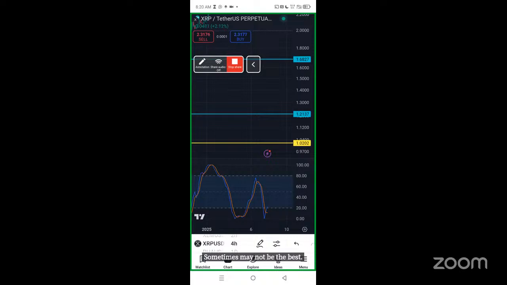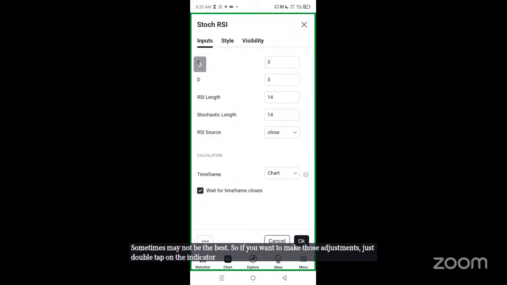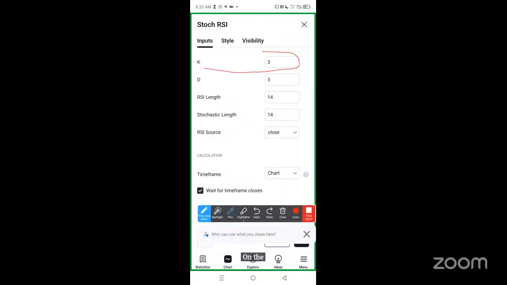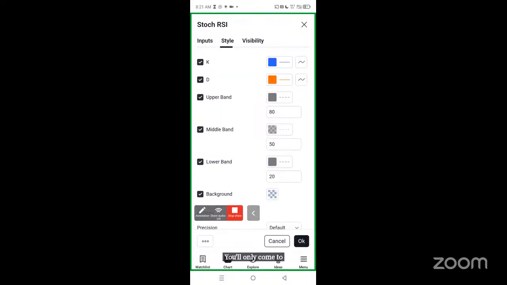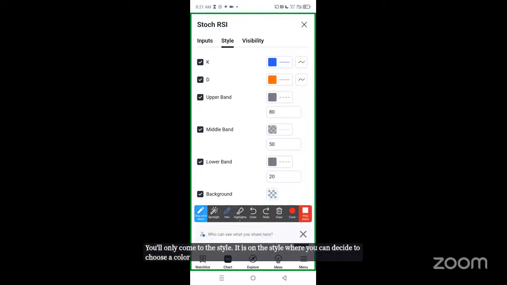If you want to make those adjustments, just double tap on the indicator. There's nothing you're going to do so much on the signal line, or the K line, especially on the input. You will also not make any adjustment there. You will only come to the style. It is on the style where you can decide to choose a color for the different moving averages, for the signal line, and then this other momentum line.